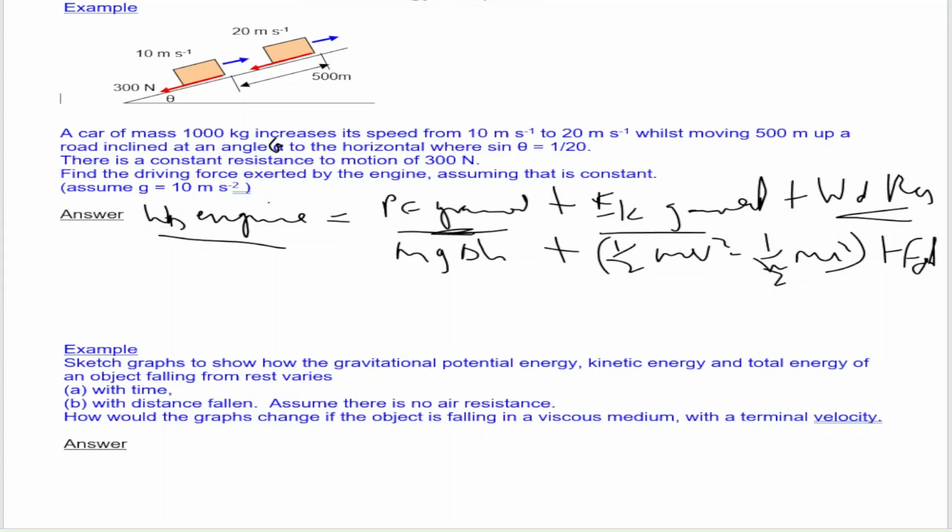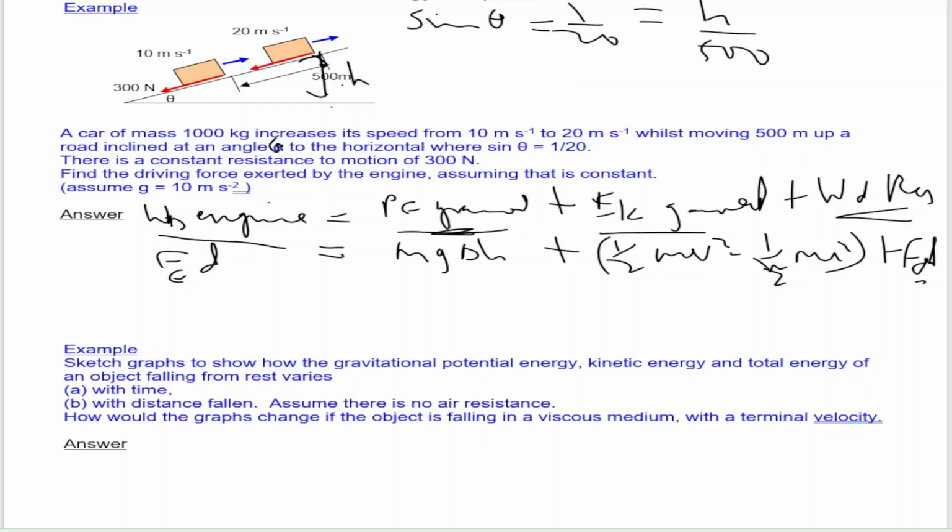So we're saying the resistive force times the distance. So this is equal to the force by the engine times the distance moved. Now the distance moved is 500 meters. We are given sine theta is equal to 1 over 20. This is also equal to the distance that's going to be gained in the vertical, that's our h over 500, because that's the same thing. Sine theta is equal to h over 500. The distance moved along the plane is 500.